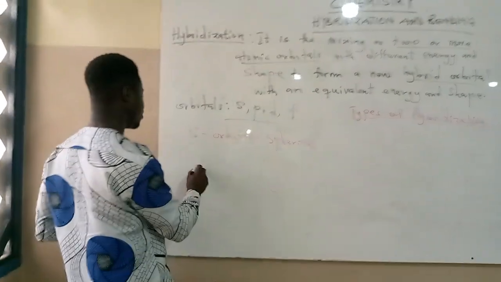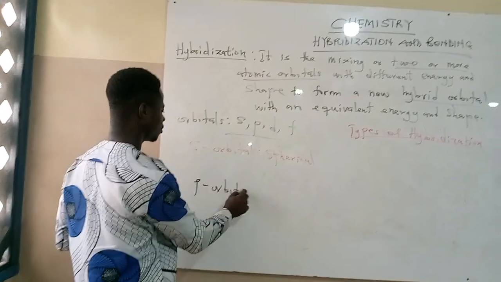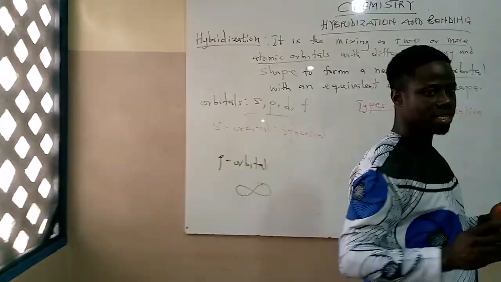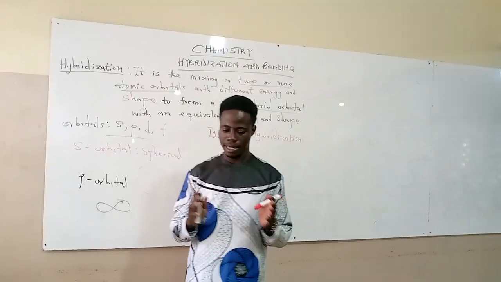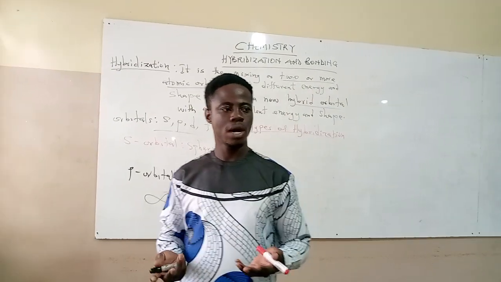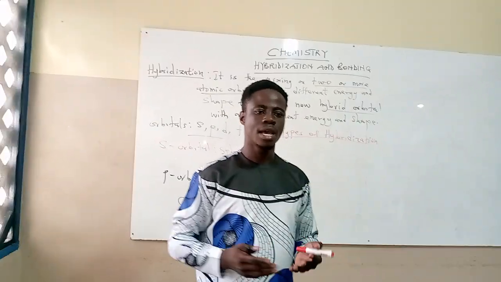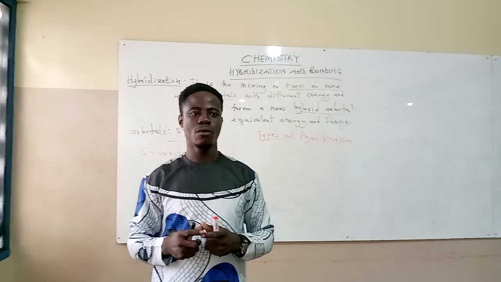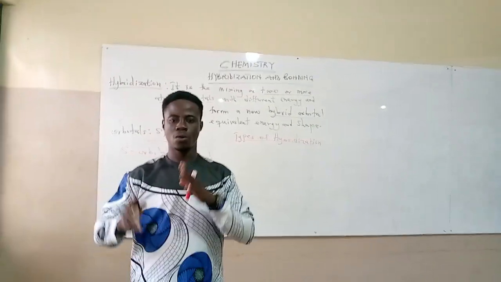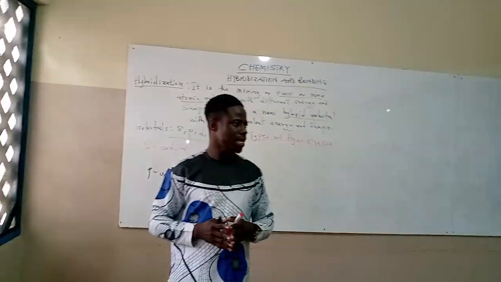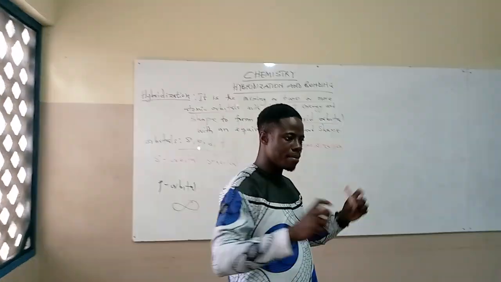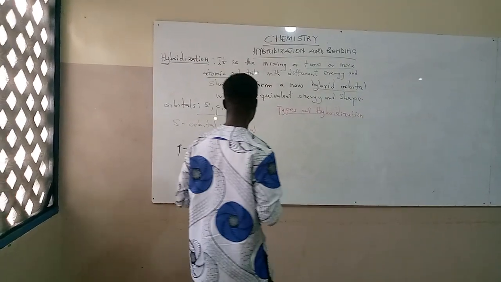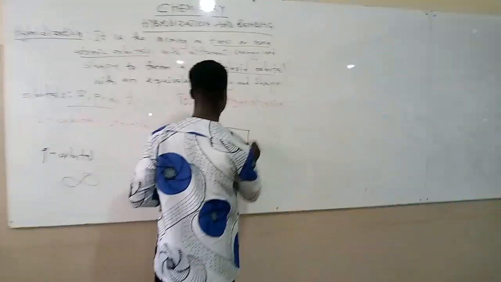Now, when you pick the p orbital, the p orbital is dumbbell in shape. And this p orbital is a degenerate orbital. What do we mean by a degenerate orbital? A degenerate orbital is an orbital with the same energy level but different orientation or direction. So what do we understand by this degenerate orbital?